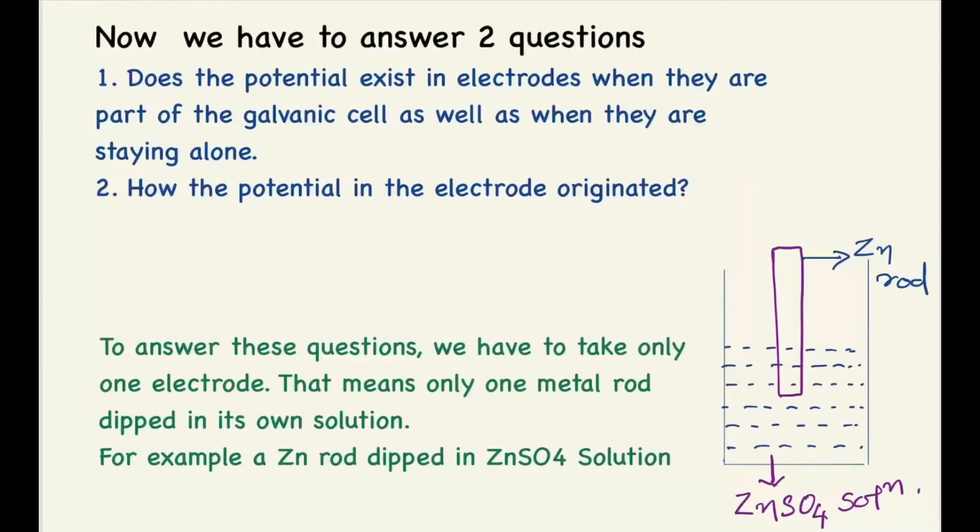Second question, how the potential in the electrode originated. What is the reason behind the formation of electrode potential in a single electrode? To answer these questions, we have to take only one electrode. That means only one metal rod dipped in its own solution. For example, here you can see zinc rod is in its own solution, zinc sulfate. So zinc sulfate contains zinc ion, which is an ion of the same metal, that is zinc.